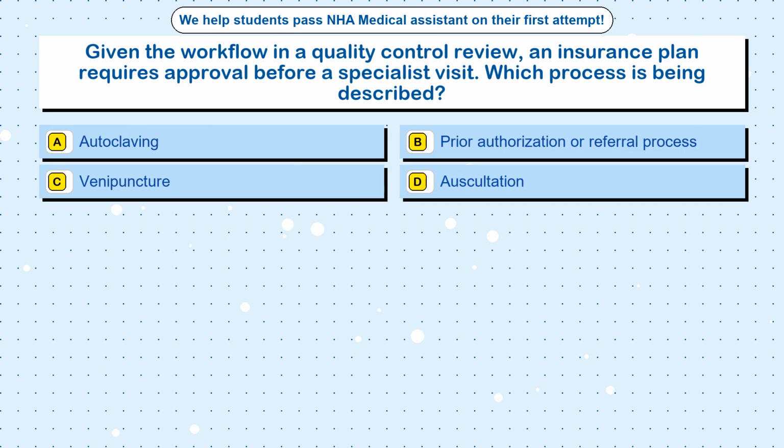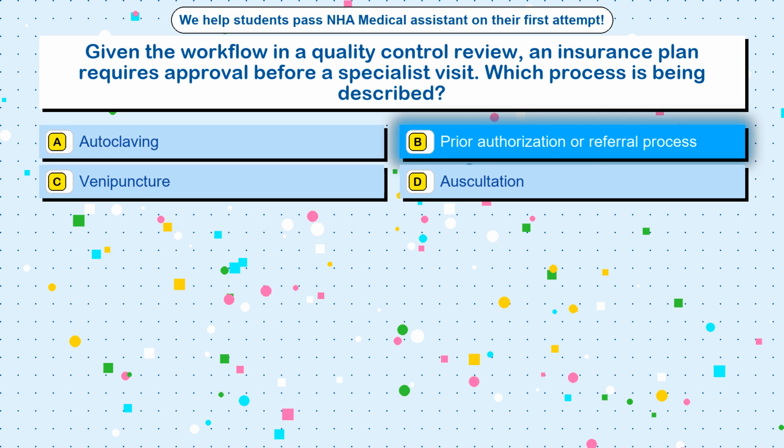Question 80. Given the workflow in a quality control review, an insurance plan requires approval before a specialist visit. Which process is being described? Option A, autoclaving. Option B, prior authorization or referral process. Option C, venipuncture. Option D, auscultation. The correct answer is option B, prior authorization or referral process.